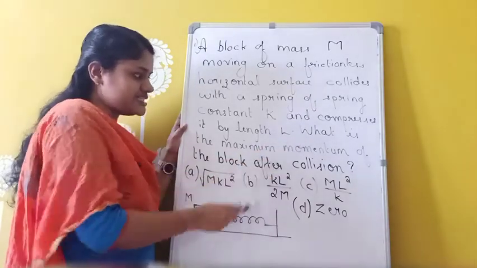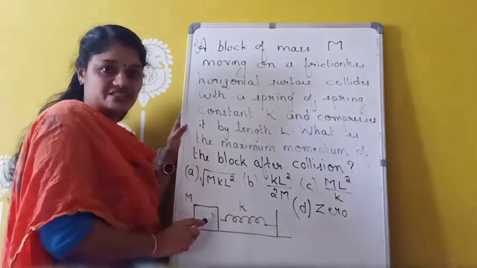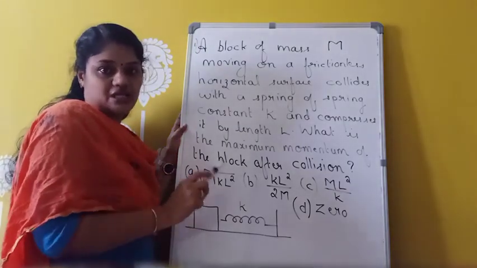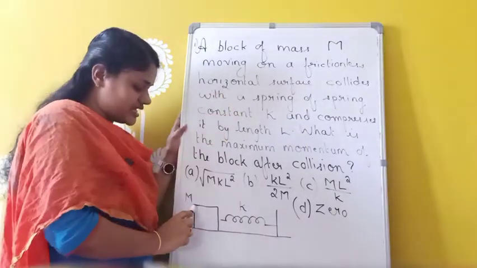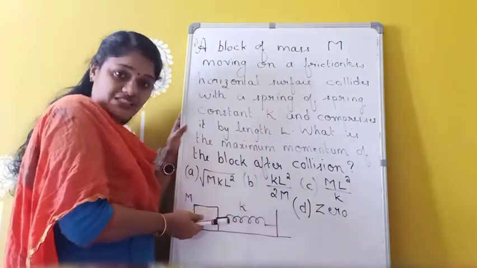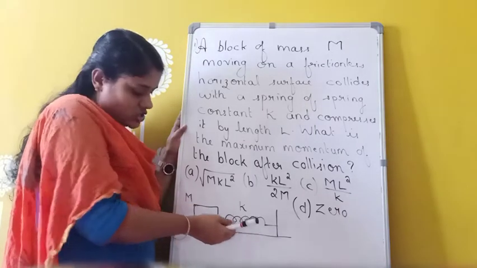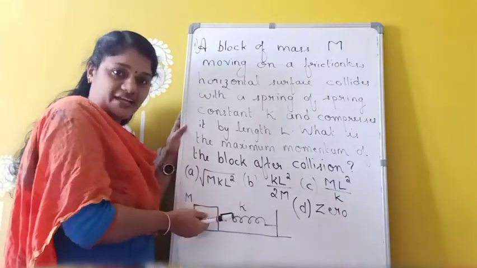Then what is the maximum momentum of the block after collision? So after collision, what is the maximum momentum of this block? That we have to find out. So this block is actually moving on a frictionless horizontal surface. Whenever this block is moving, all the moving objects are having which energy? Kinetic energy. So when this block is moving, it is having kinetic energy.